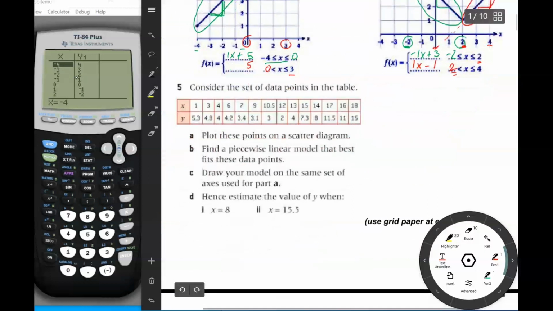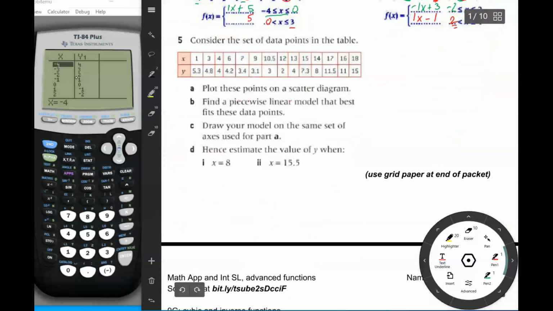Let's go to the last part, number 5. Consider the set of data points in this table. Plot these points on a scatter diagram. Find a piecewise linear model that best fits these data points, and draw your model on the same set of axes used for part A. Hence, estimate the value of y when x equals 8 and x equals 15.5. So we're going to do this on a piece of grid paper at the end of the packet because there's not really enough space to do it here.